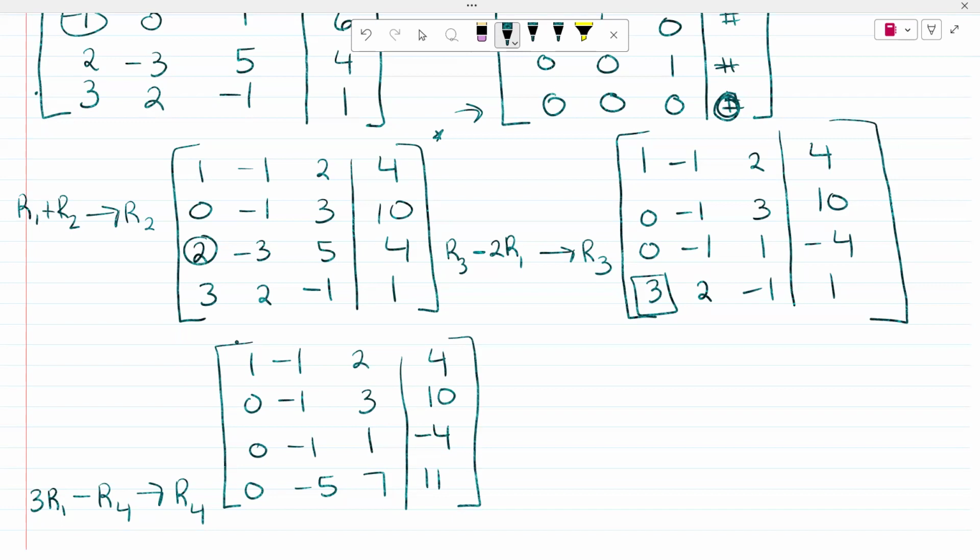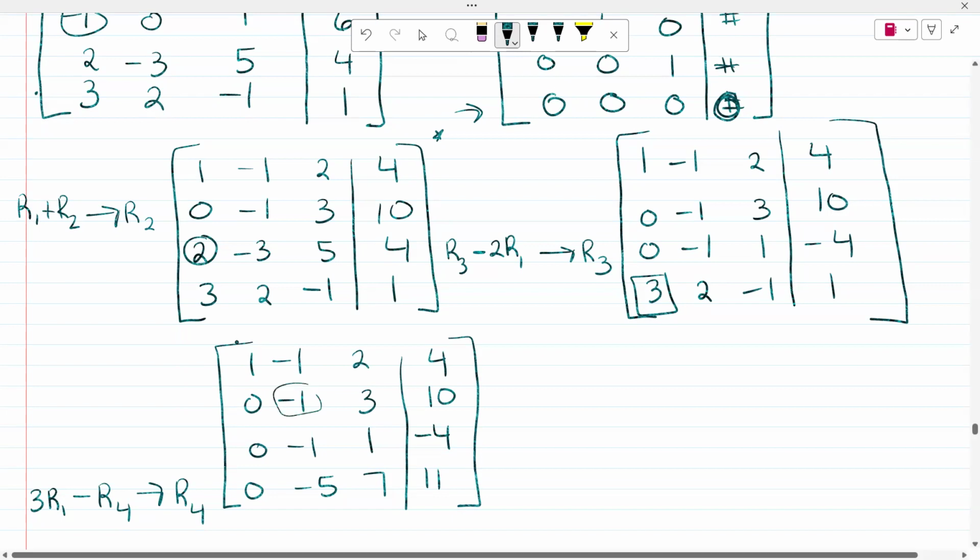Okay, then what you would do next is mess. Okay, now I got all these zeros. Now I'm going to leave this -1 alone because I can multiply it by -1 at the very end. So what I would do next is I think I'll make this -1 into a 0.